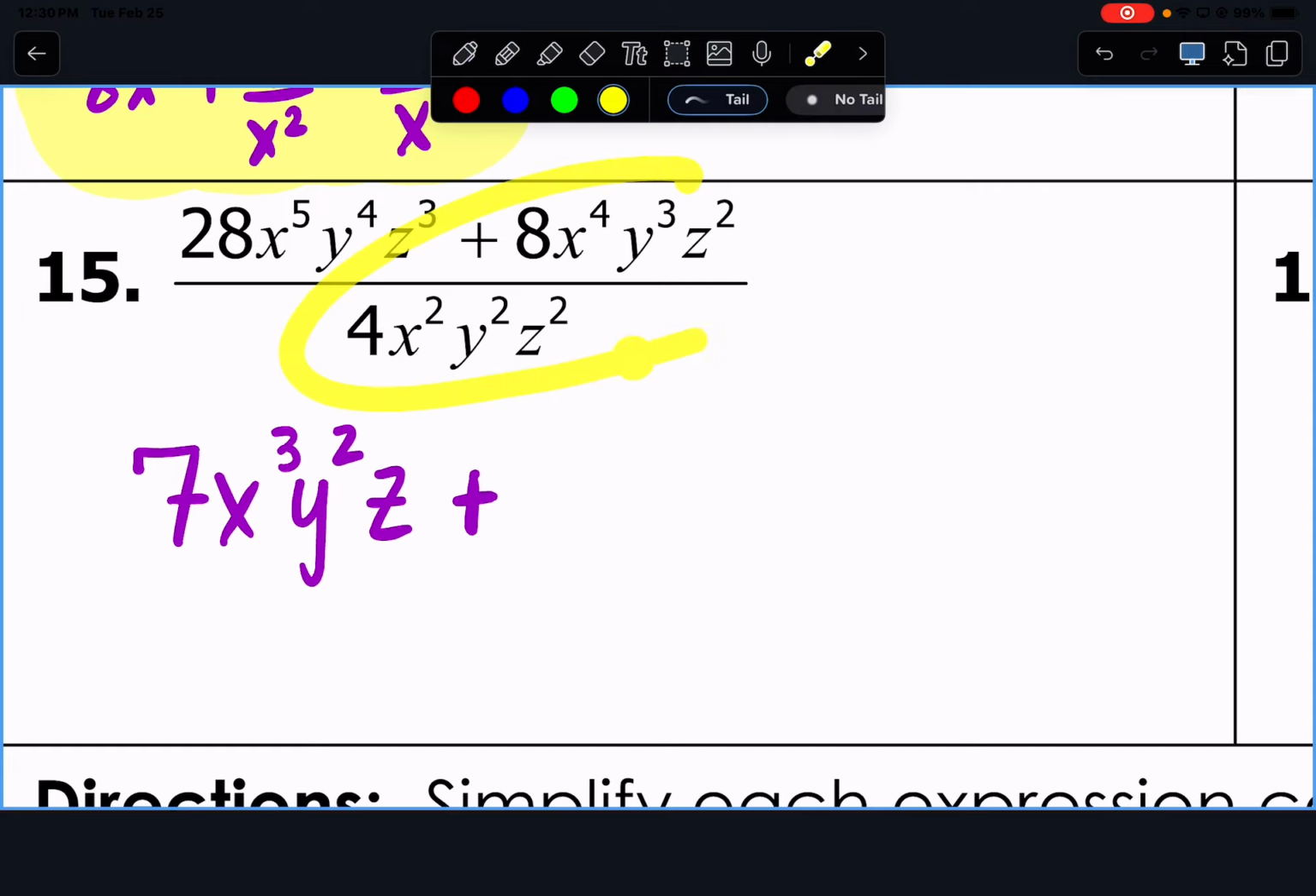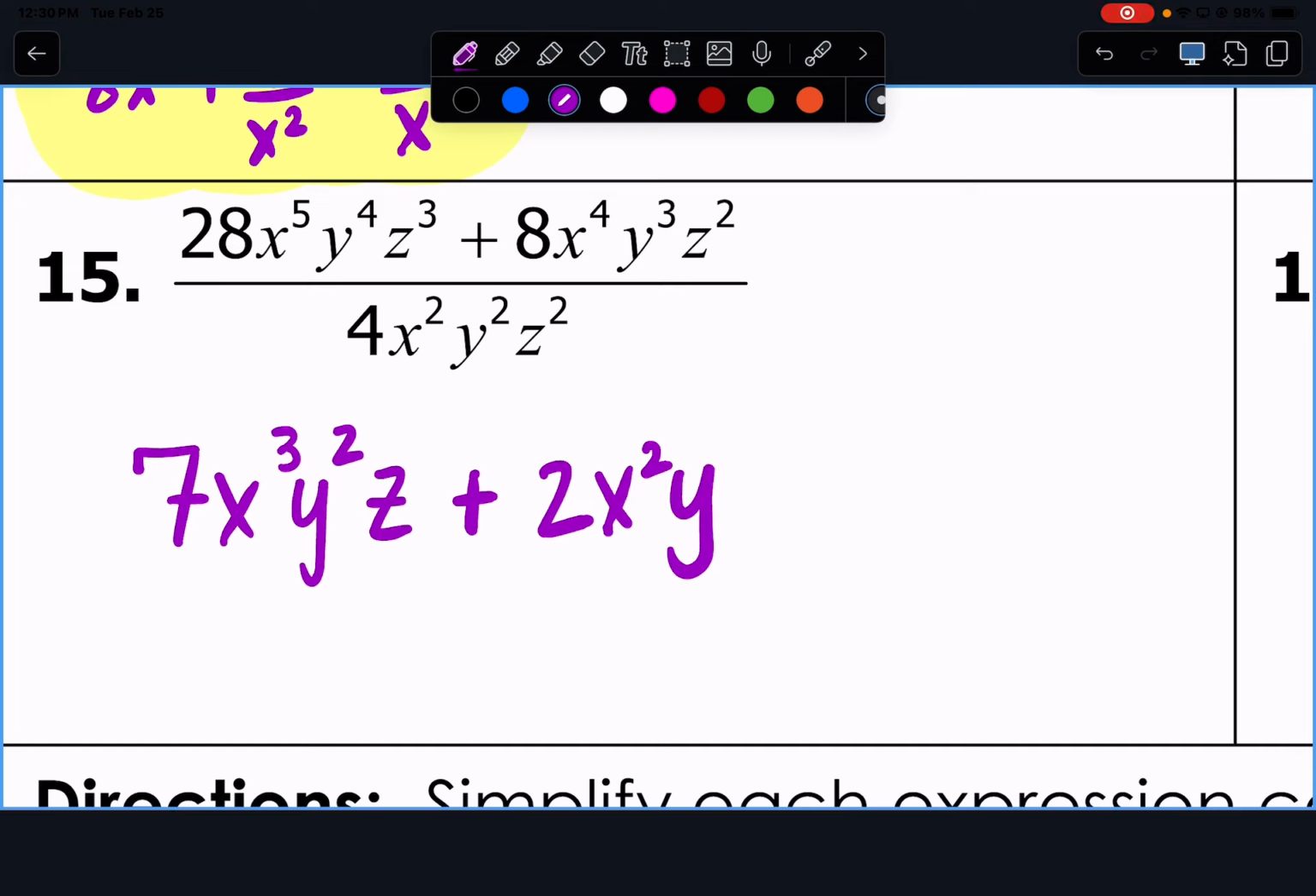Now we switch gears and we look over here. What is 8 divided by 4? 2. x to the 4th divided by x squared. y to the 3rd divided by y squared. And then z squared divided by z squared is 1, so that part just kind of cancels and goes away. And that's our answer. That is the way you can do it without writing out everything.